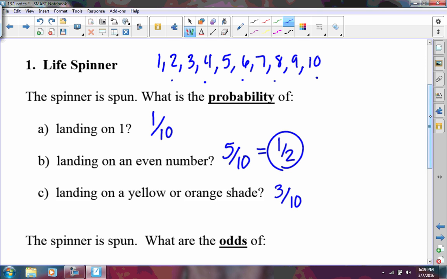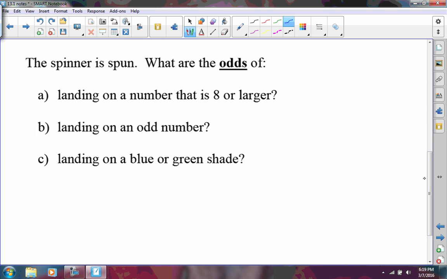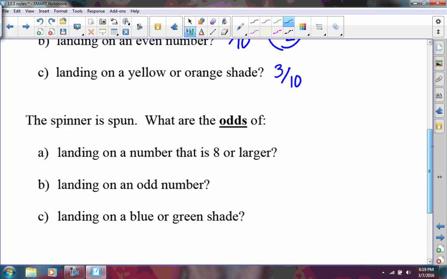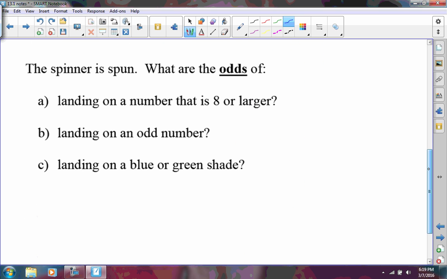And then there's some question about the odds as well. Now again, remember we're still dealing with 10 total spaces. And here we want to land on a number that's 8 or larger. So that means we could have 8, 9, or 10. So there's 3 options that are 8 or larger. But now remember, odds is what we want out of what we don't want. So if we have a total of 10 and there's 3 that we want, that means there's 7 that we don't want. So then the odds will be 3 out of 7.